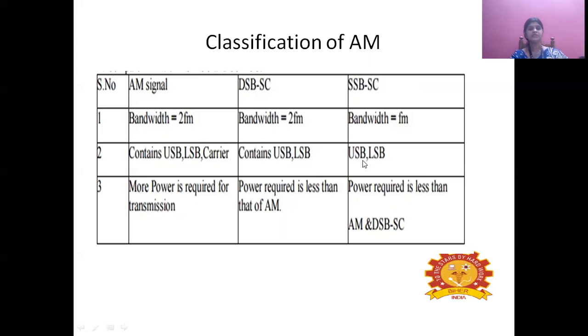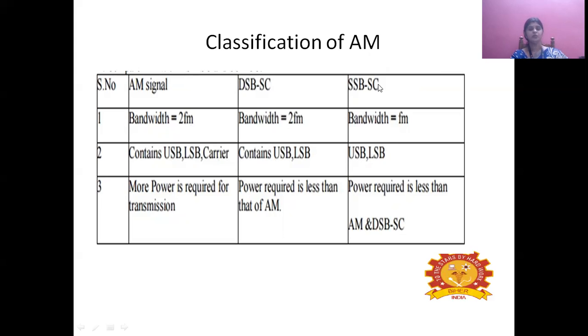Now the resultant signal consists of either one of the sidebands, either upper sideband or the lower sideband. In this case, the bandwidth will be equal to FM. So the bandwidth is very less compared to the AM with full carrier and also the double sideband suppressed carrier AM. And power is also very less when compared to the AM signal and the double sideband suppressed carrier AM. So that is the advantage of SSB-SC AM.